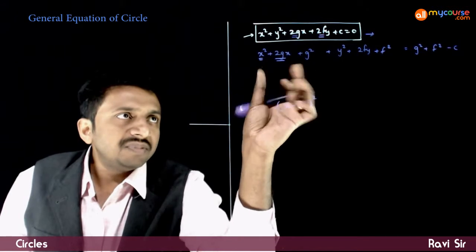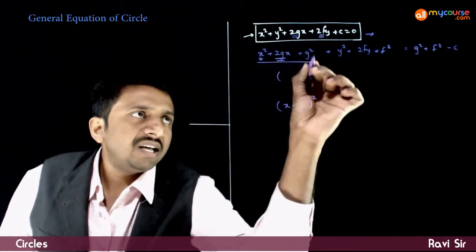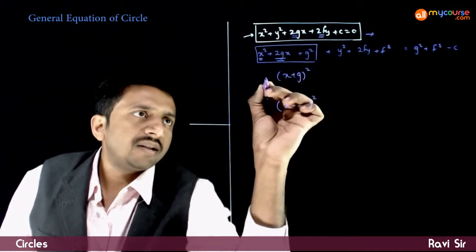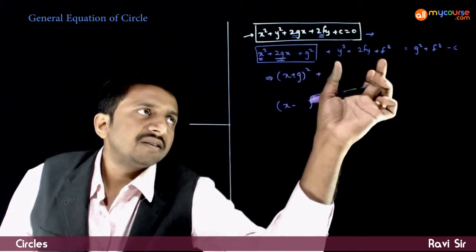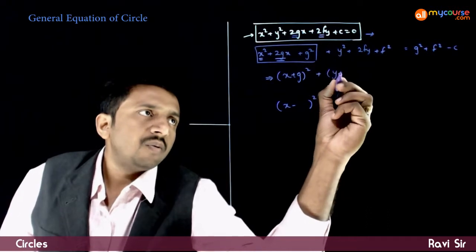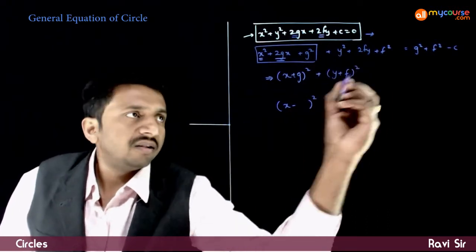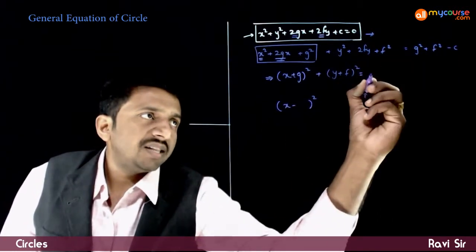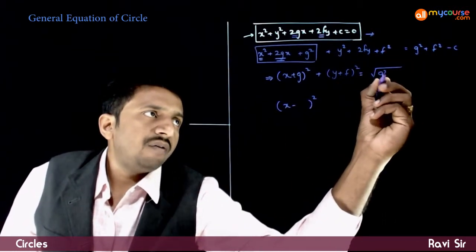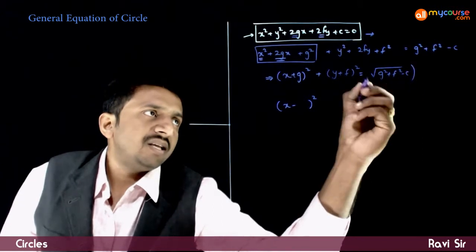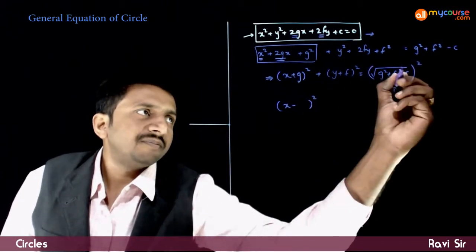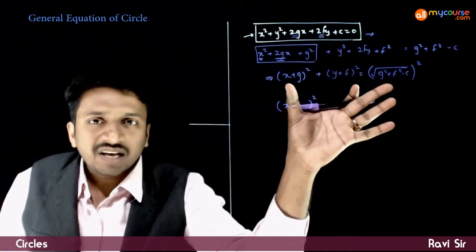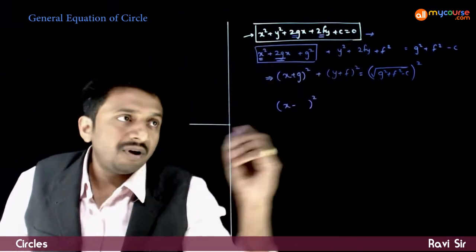So these three terms become x plus g whole square, plus these three terms become y plus f whole square, is equal to g square plus f square minus c, which is nothing but root of g square plus f square minus c whole square, right? Now this has been converted into the standard form.